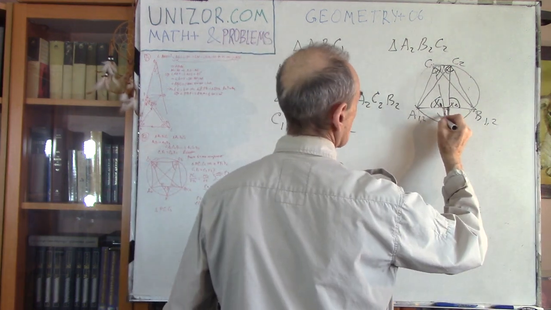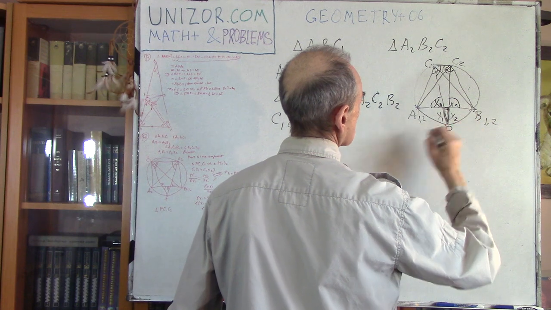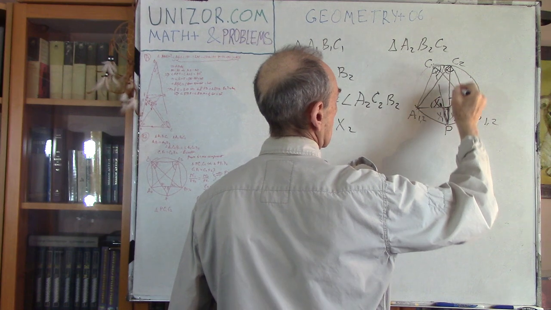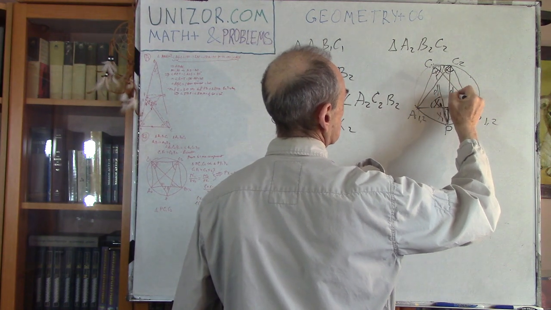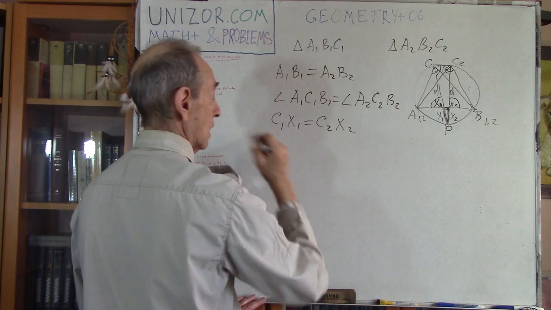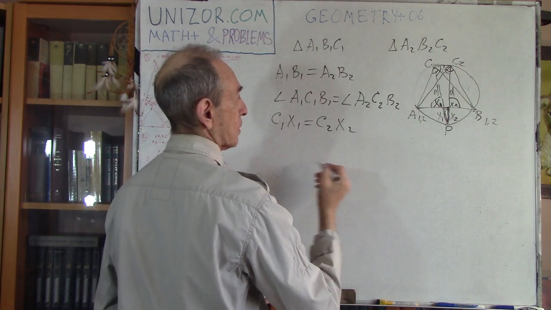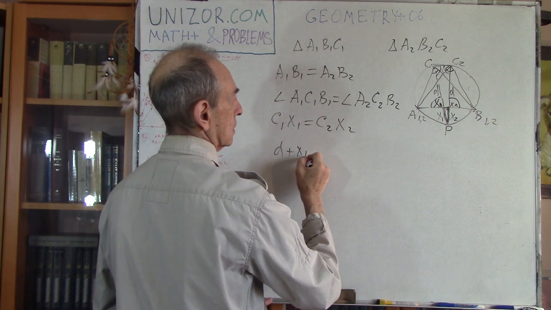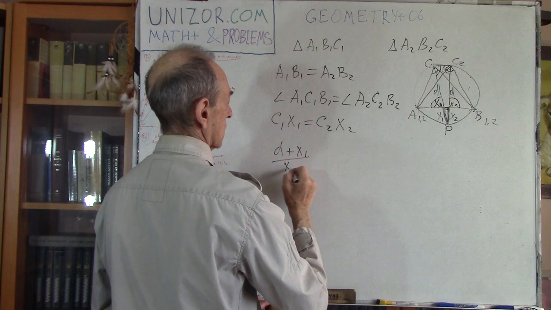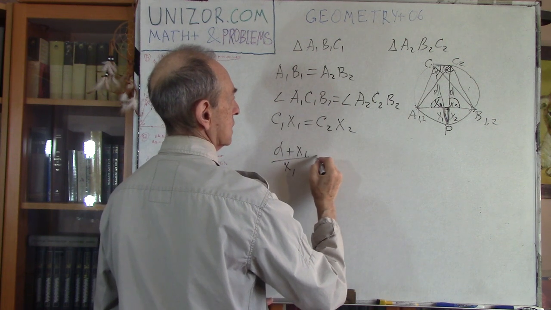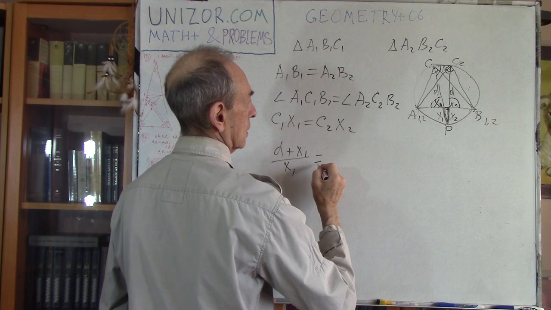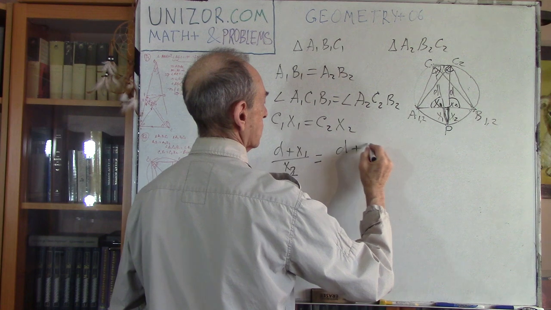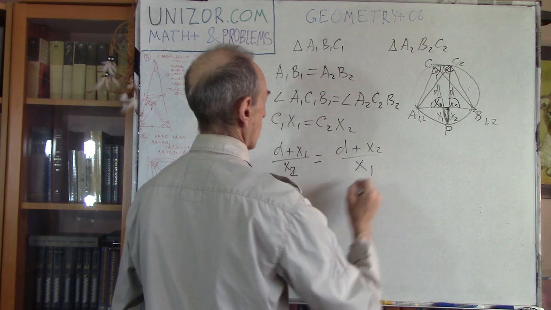Let's call this little thing X1, this little thing X2, and these two pieces, let's say D and D, because the bisectors are supposed to be the same, right? So, what is proportionality? Well, (D plus X1) divided by X1 is supposed to be equal to (D plus X2) divided by X2, right?